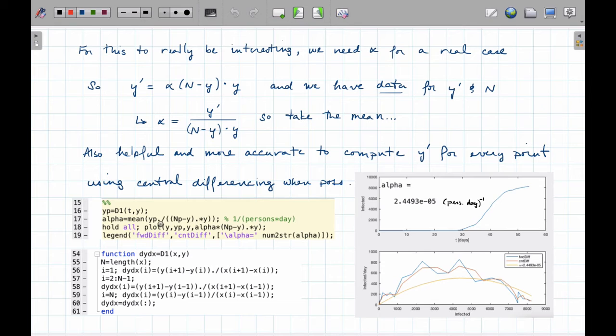Computed the alphas for every point using the dot operator, taking the mean value of it, and then going ahead and plotting that here. And you can see that things are kind of off. This is the actual value of y prime as a function of y using the value of alpha that we just found. The reason that we're off is because between 0 and about day 25, there really wasn't community spread in South Korea.